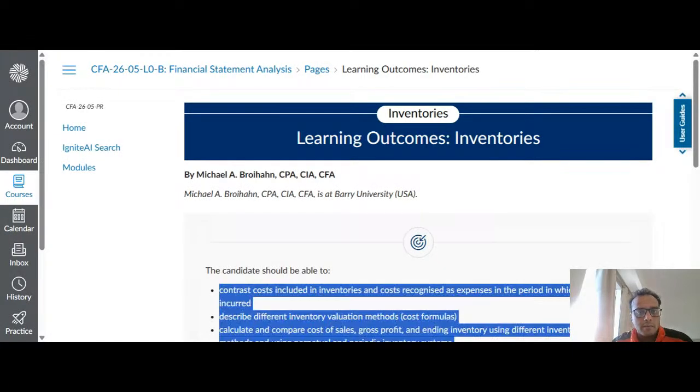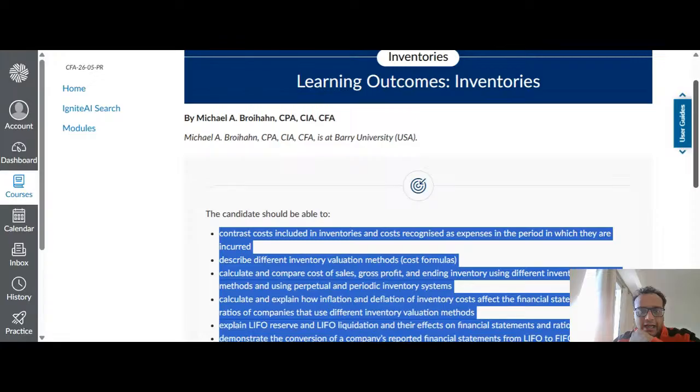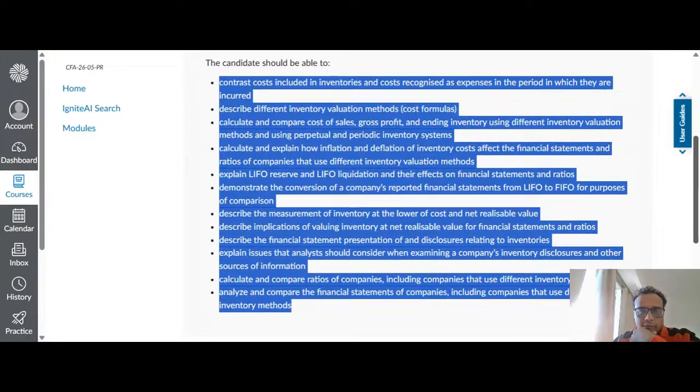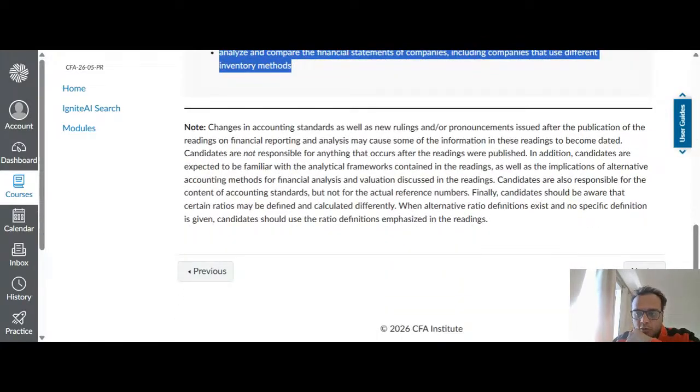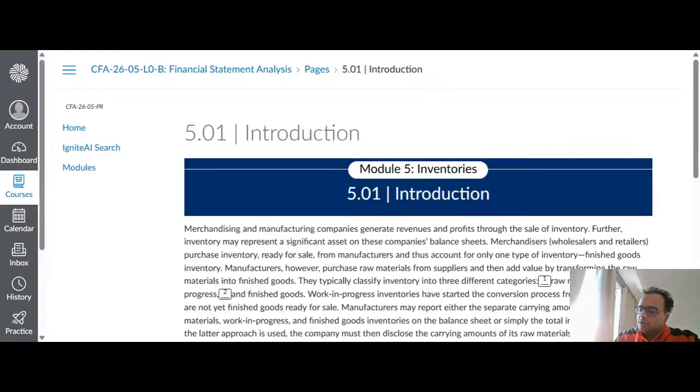What we study right now is inventories, which is module 5. We need to go with the introduction, section 5.0.1.